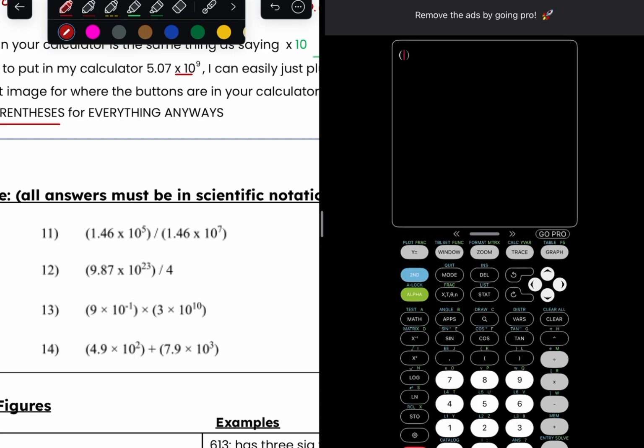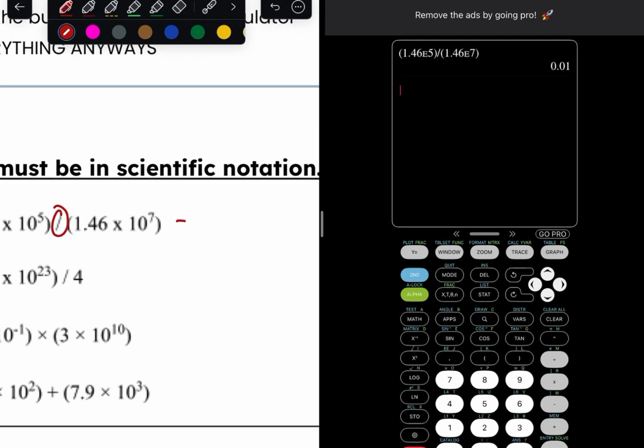What you can go ahead and do is throw that into parentheses. So I'm going to go 1.46, second, comma, 5, close the parentheses or else you're going to get a syntax error. Whenever you see a slash, that means divide. On this calculator, it even shows it as a slash as well. And then I'm going to plug in my other number. So we're going to go second, E7, and boom. That spits out the number 0.01, which is what you should get if you plugged in your numbers correctly.